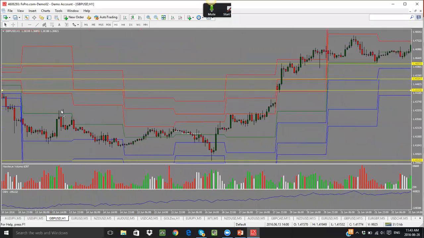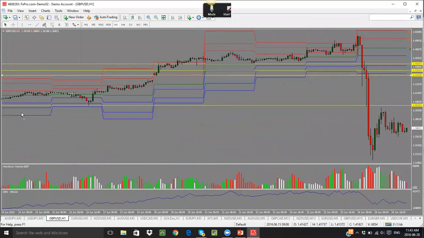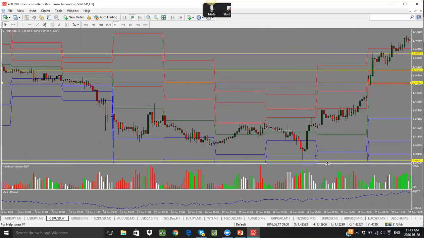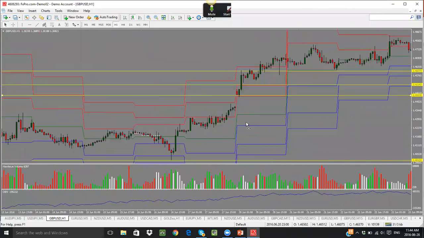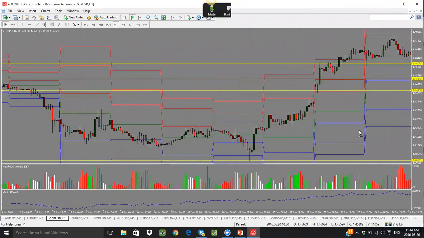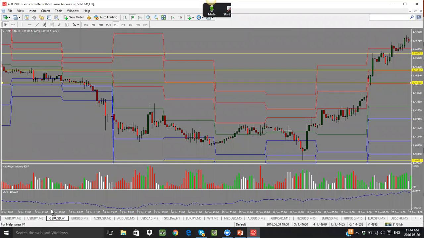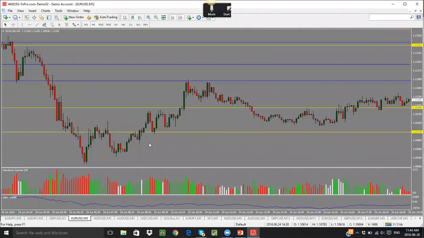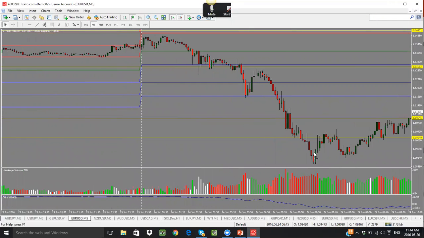Okay, so let's pick a different place in the chart here. So here we have, although this may not be the best example because we did have strange market conditions leading up to the Brexit. So perhaps we should pick something else. We can take a look at this one here.